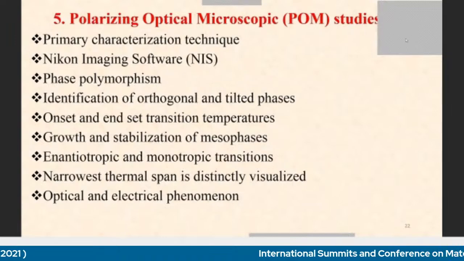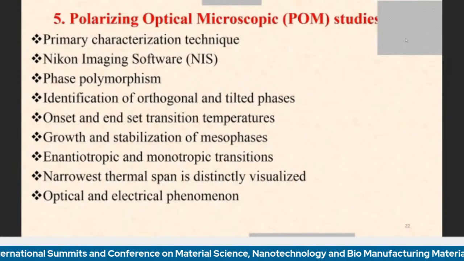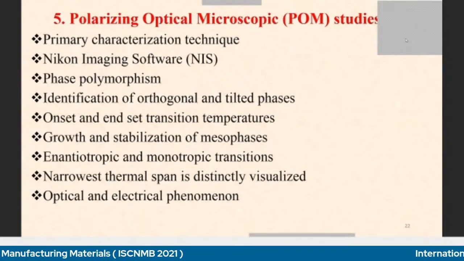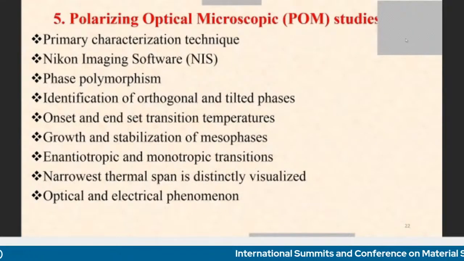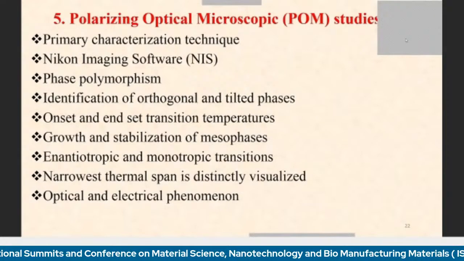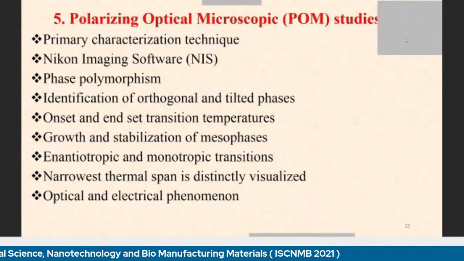And the onset and endset transition temperatures, at what temperature the phase is induced and at what temperature it concludes, can be clearly understood from the temperatures recorded using the HES-402 and ST6 standard temperature controller, and the hot and cold stage software which is clubbed with NIS, Nikon imaging software. The growth and stabilization of mesophases can be clearly recorded from this POM. We are able to increase the temperature with an accuracy of 0.1 degree Celsius, and clearly record the growth and stabilization of phases within the mesogenic range.